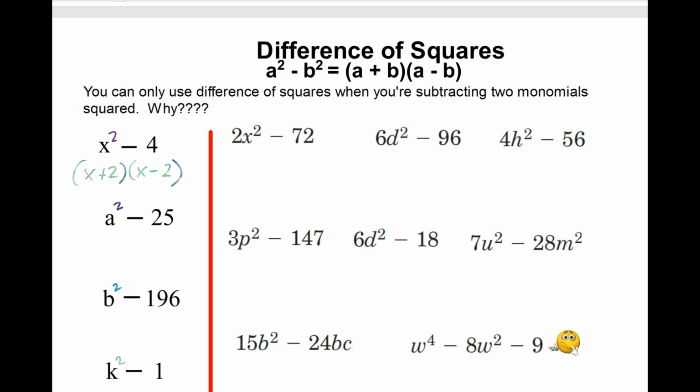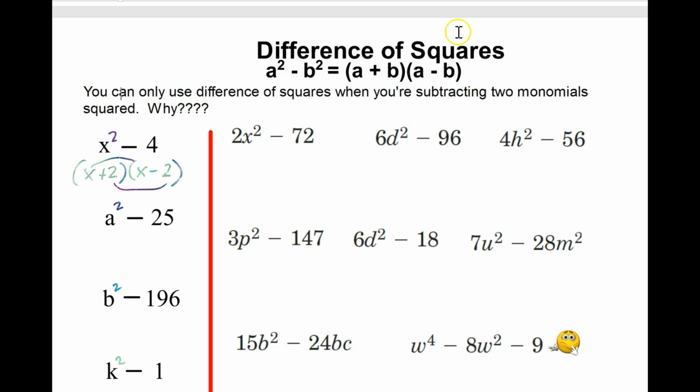And we learned that when we FOIL this out, your inner and outer terms will cancel. Your inner, 2x, your outer, negative 2x will cancel. Your outer and inner terms cancel, and you're left with your first and your last terms, which is x squared minus 4. There we go.